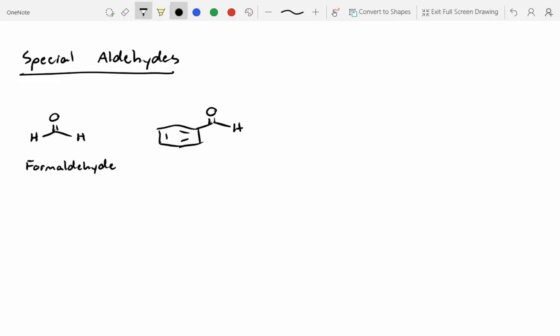The next aldehyde that doesn't follow IUPAC rules is this one. And what's this called? Yeah, benzaldehyde. So that's not using the traditional numbering system that we've seen.